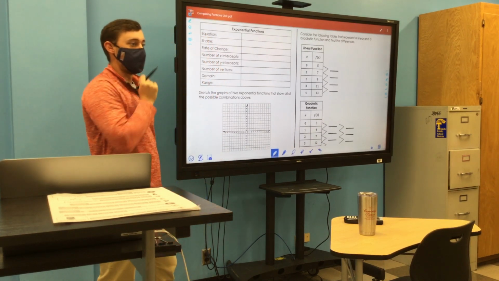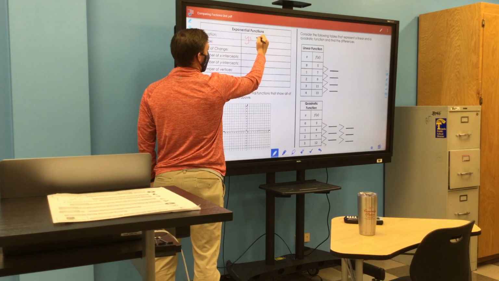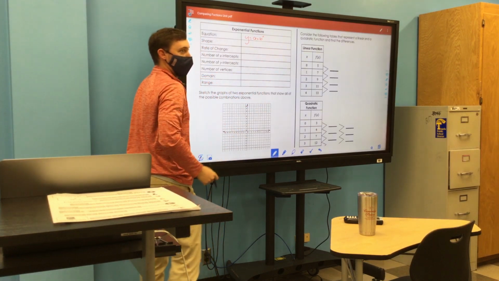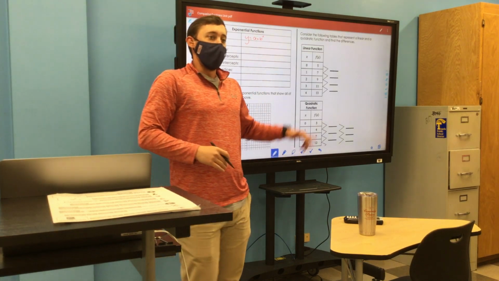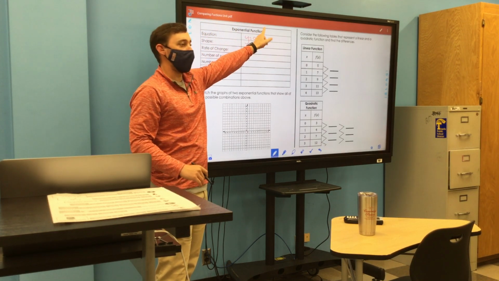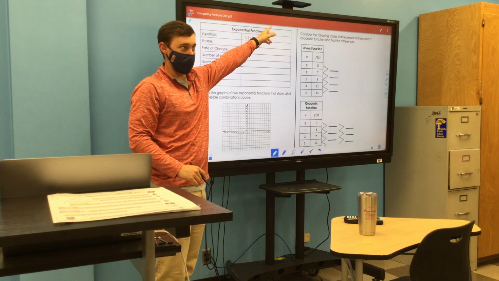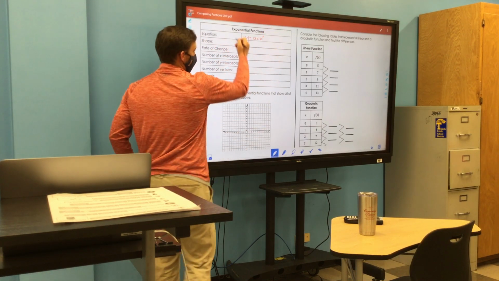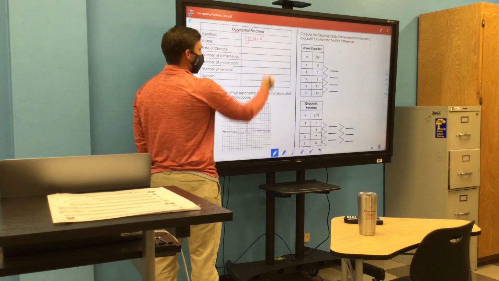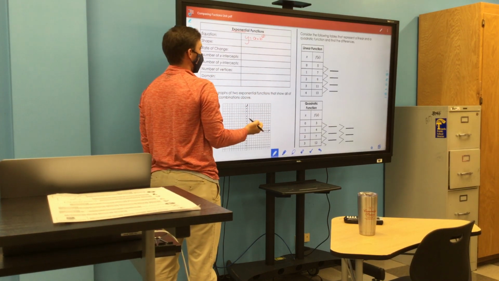Remember we had our exponential function unit where we had an equation that looked like y is equal to a times b raised to the x power. What makes this an exponential function? What makes it an exponential function is that x is in your exponent. Think about exponential, exponent. X is in my exponent. That makes it an exponential function.